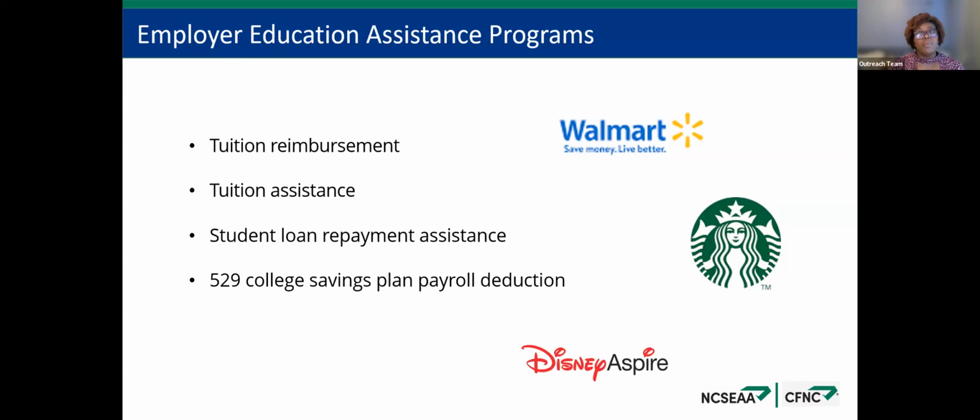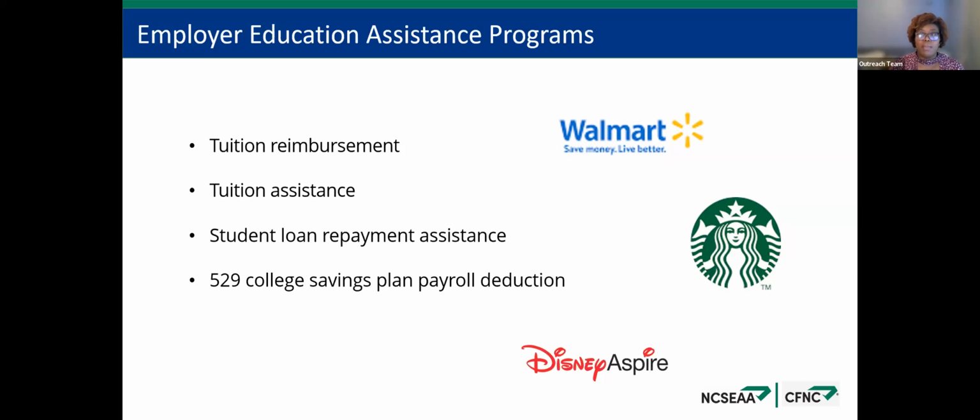Tuition assistance, which some employers are now starting to offer, knowing that many employees struggle to come up with the funds to pay for tuition up front. So rather than getting reimbursed, the employer would pay the tuition when you enroll in the course. They pay it directly to the institution. Sometimes these are limited to a small number of institutions that the employer has developed a relationship with, such as Starbucks. They're covering the cost of tuition at Arizona State University programs.